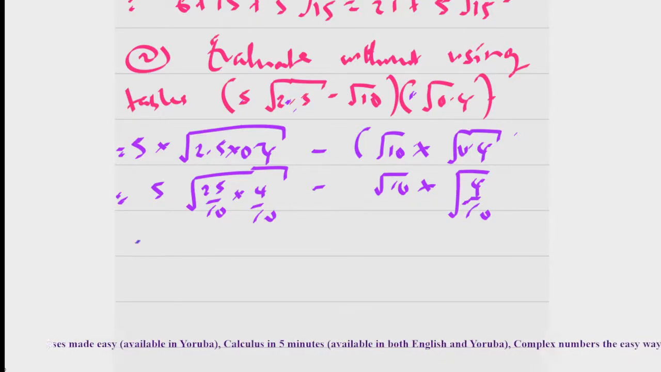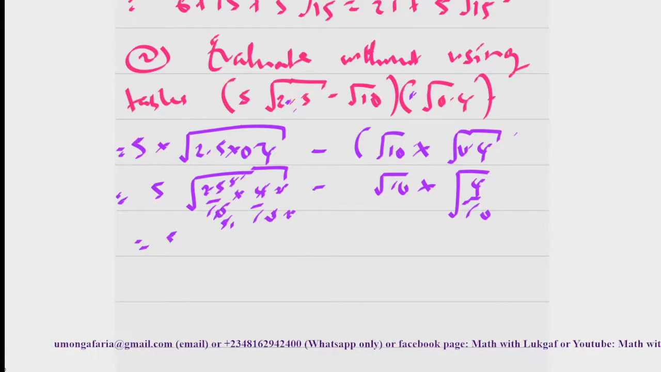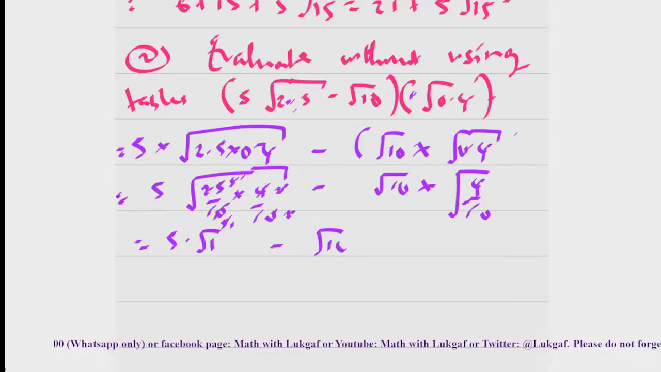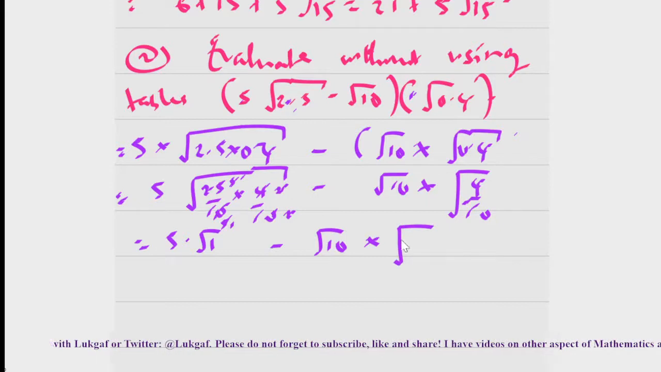So now this is going to give you, 2 here, 5, 5 here, 1. You understand now? So 5 here, 2. Let us check it very well. And 2, we cancel 2. Then you have 5 multiplied by root 1, minus root 10. So minus root 10 multiplied by what? Multiply by root 4 over 10.